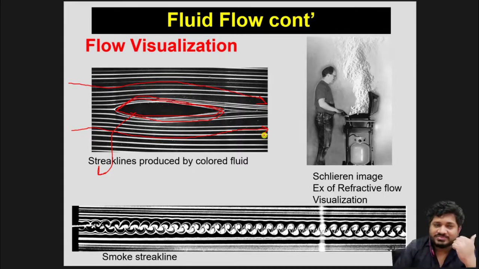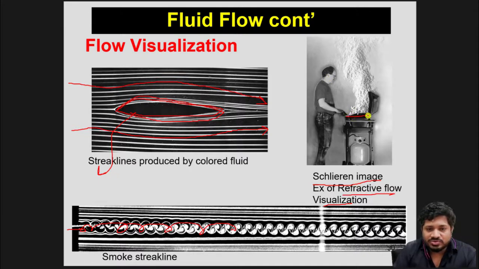In the previous video example, you have seen that we can inject dye within a fluid to observe its path. Then we have smoke streaklines here as well. Then we have a schlieren image, which is refractive flow visualization. Here you can see a man doing a barbecue, and you can see how much smoke is being generated.